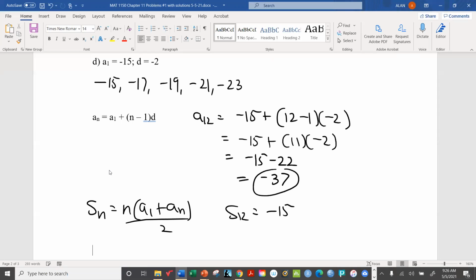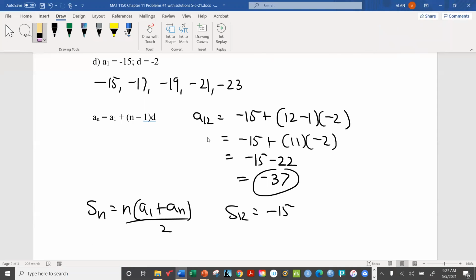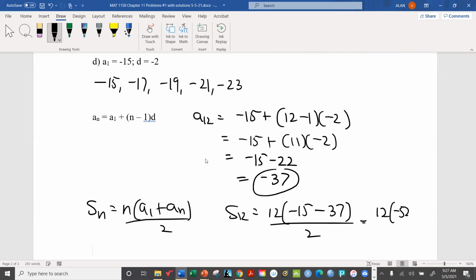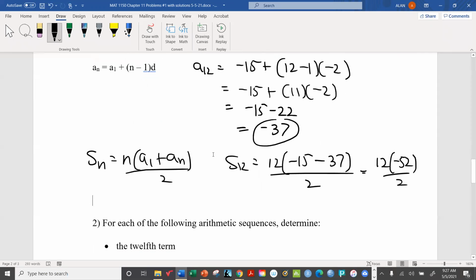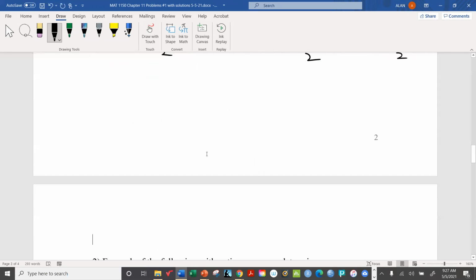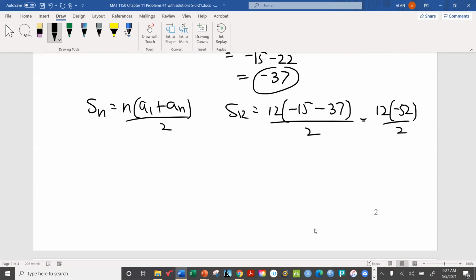And of course, that leaves us now with the ability to calculate the sum of the first 12 terms. We start with the 12. And then, yes, A1 is -15. As we just proved, A12 is negative 37. And so this is the same thing as 12 times minus 52 over 2. Equals, now these, of course, 12 over 2 can be reduced to 6. And this should give you minus 312.